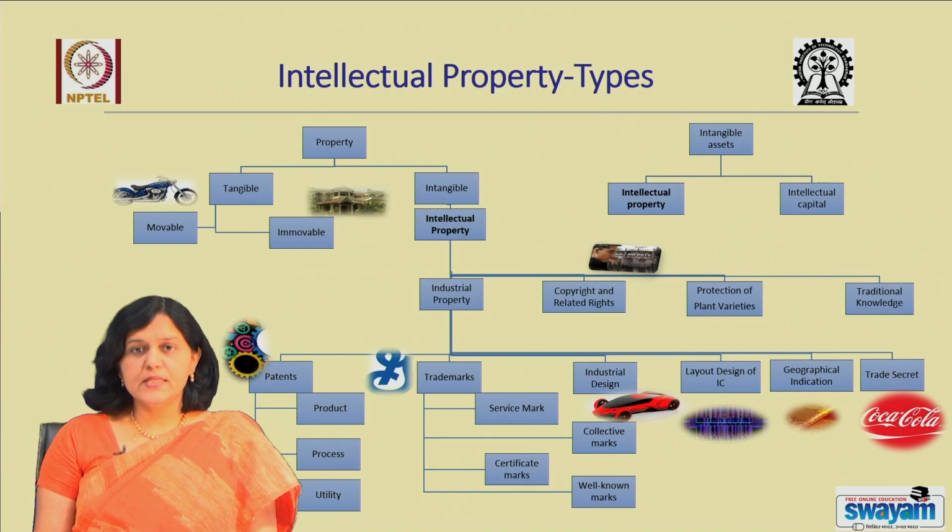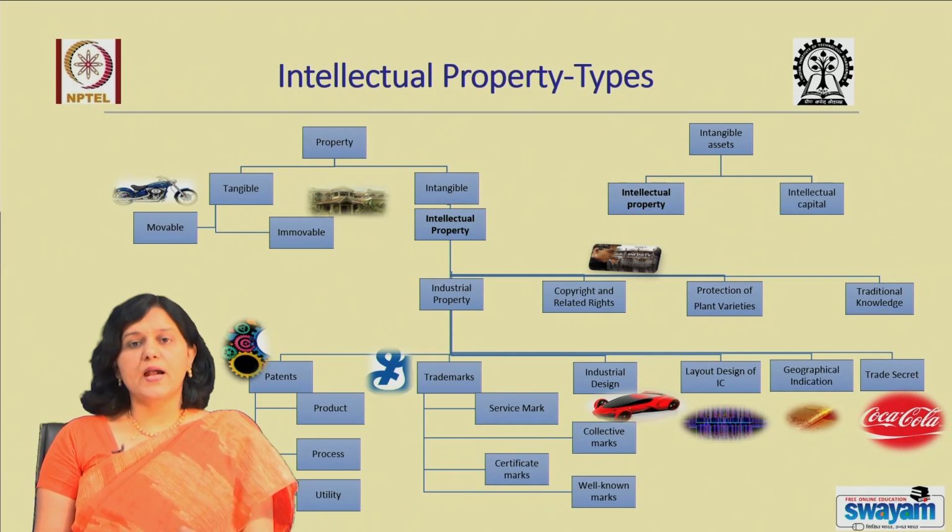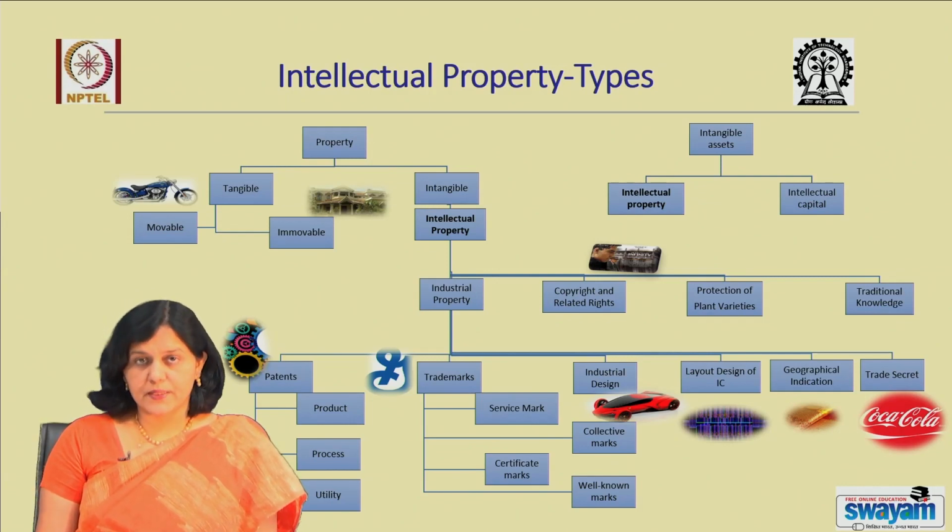So, in this classification we are considering patent, trademark, industrial design, geographical indication, semiconductor layout design and trade secret under industrial property. The next type of IP is related to plants and farmers' right. A separate act is enacted in India to protect this. It is another type of IP, that is protection of plant varieties and farmers' right.